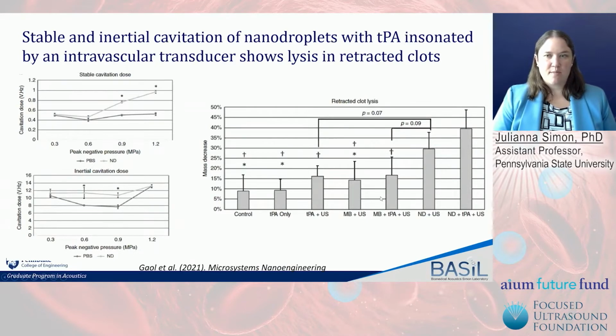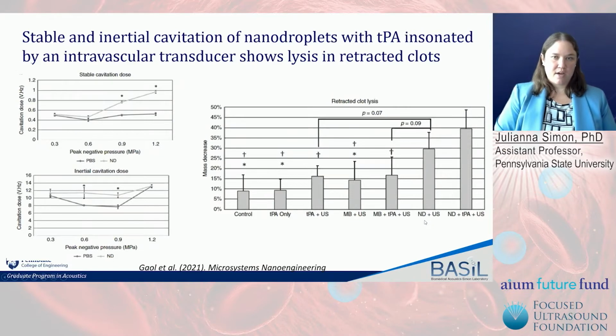And if you look at just the percent mass decrease in the retracted clot, we see a lot more clot breakup with the nanodroplets plus TPA. So the thrombolytic plus ultrasound is better than the microbubble option with TPA and ultrasound, or better than the nanodroplet and ultrasound alone. So this is a fairly new paper showing some very promising results for nanodroplets.